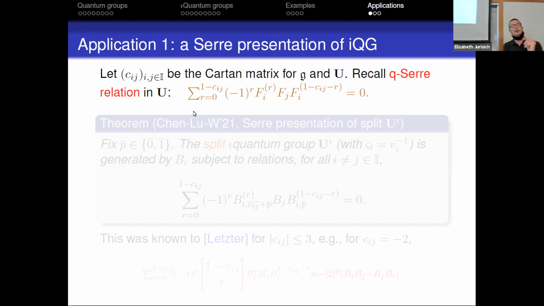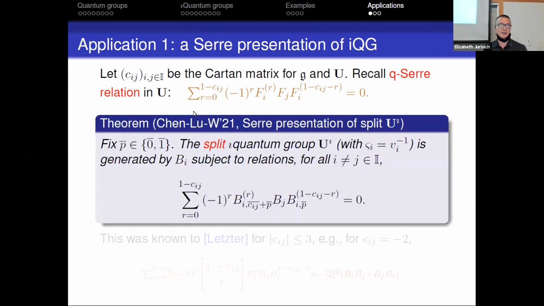But for the usual quantum group, the relations are very uniform because the Serre relation, no matter what the Cartan integers c_ij are, you can write down this formula uniformly. In particular, if you write it in terms of the divided power, it is as written, just alternating sign. Okay. Now, I want to have an analog of this theorem for a large class of quantum groups.